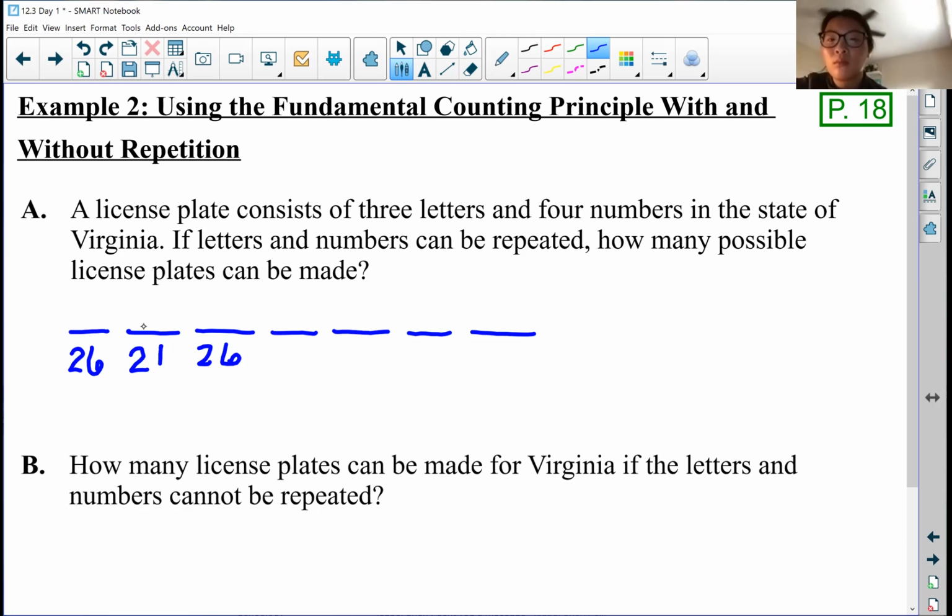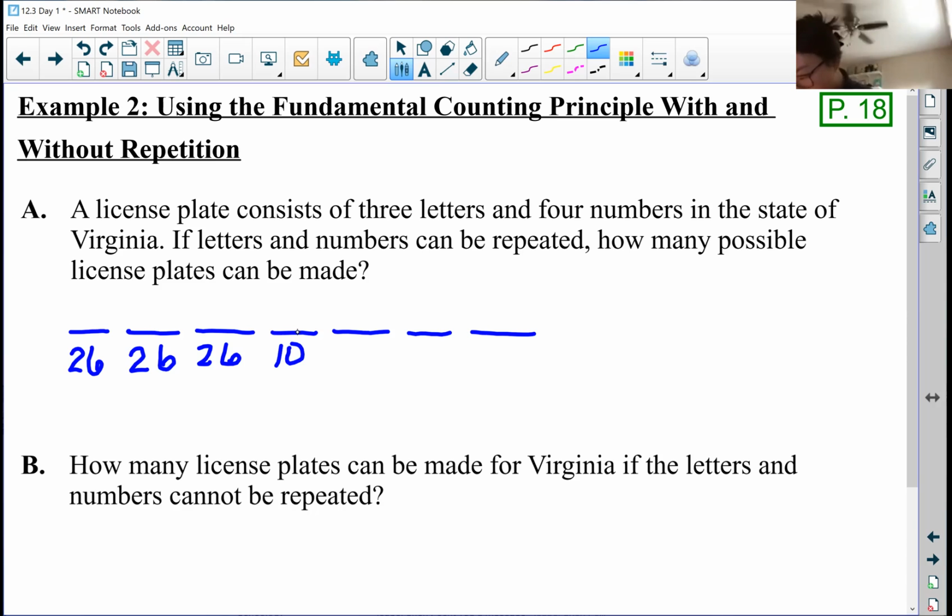Now, the one part that students sometimes struggle with is this numbers part. So now, how many choices do I have for the first number? Good, good. We have 10. So why do we have 10? Because we could have 0, 1, 2, 3, 4, 5, 6, 7, 8, or 9.